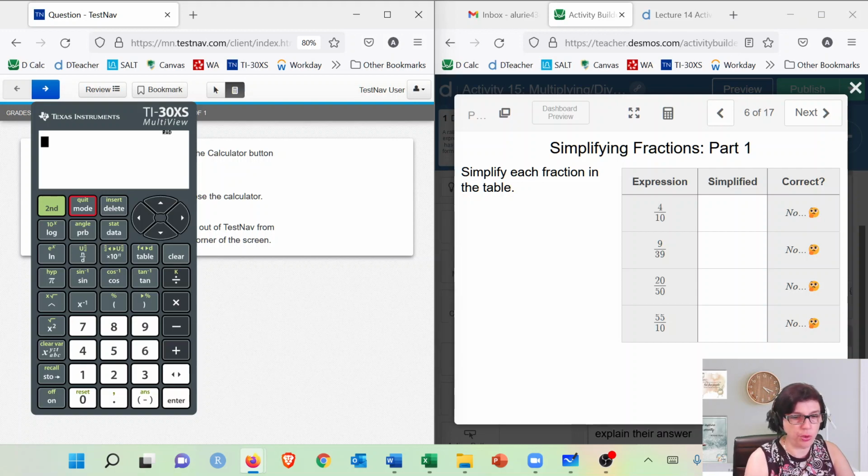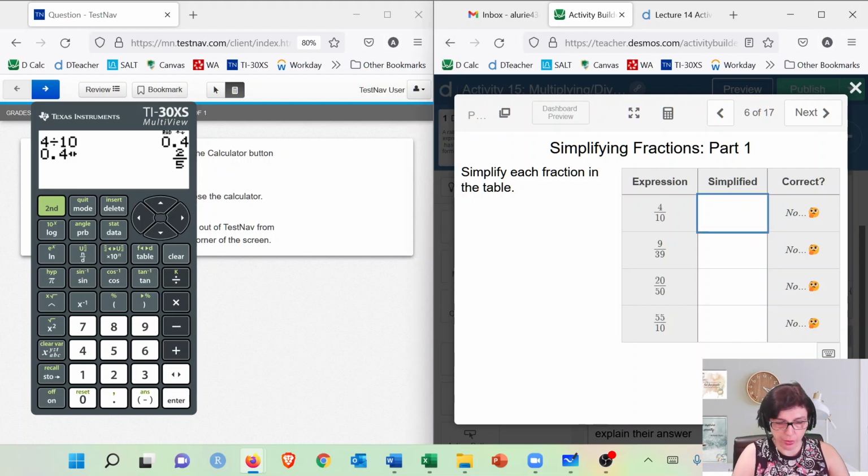Just to show you what the simplified version looks like, here I would press 4, division, 10, enter. It gives me a decimal, 0.4, but I want the simplified fraction. There is a button right above the enter key that looks like two arrows pointing left and right, and I'm just going to press that. What that does is reduce the fraction for you. So it tells you that the answer is 2/5, okay? And I will do similar stuff over here.